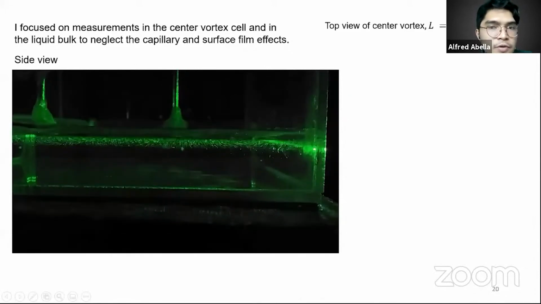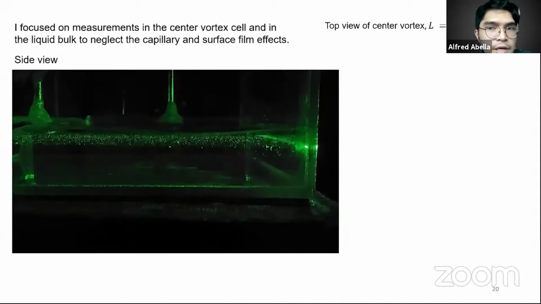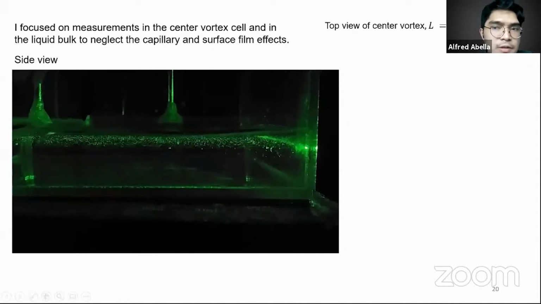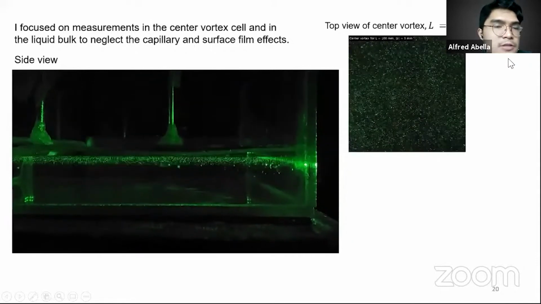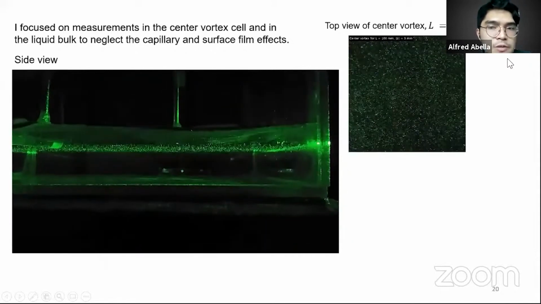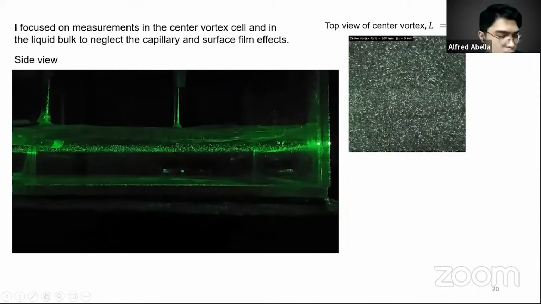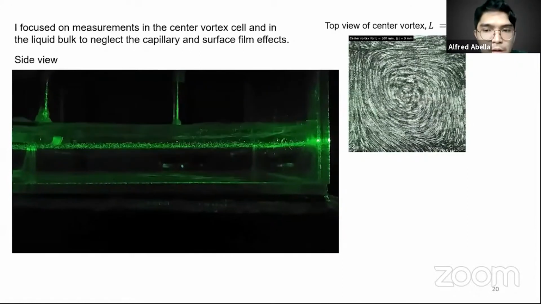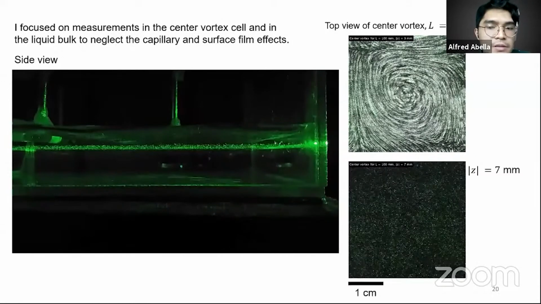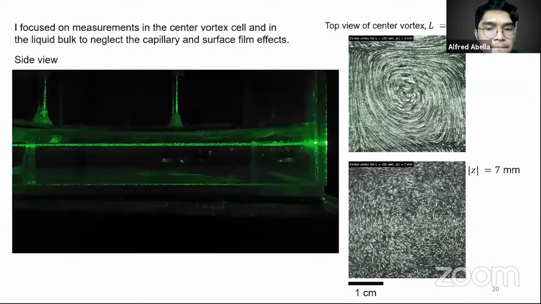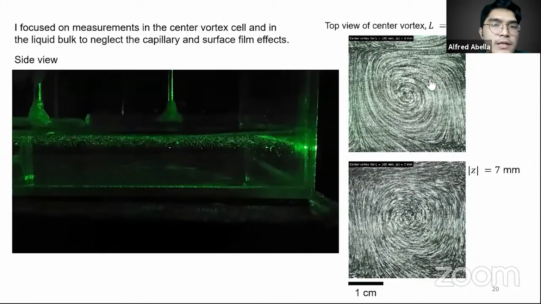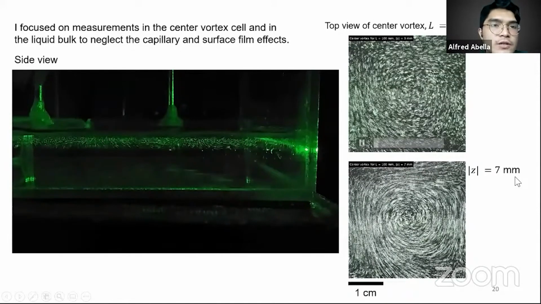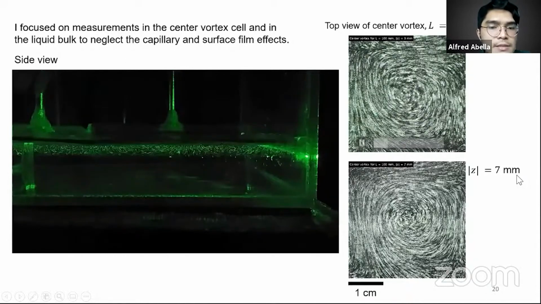And this is the top view of the center vortex using the side length L equals 100 millimeters. At depth Z equals 3 millimeters below the interface, this is what we will see. And for Z equals 7 millimeters, this is what we'll see. So this is one vortex cell, which is located at the center of the N by N lattice.